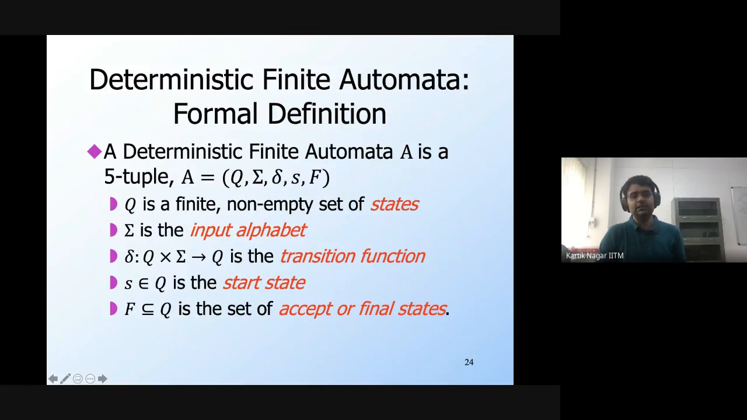So we'll see this in a lot more detail, but for the moment, let's just focus on the formal definition. This consists of 5 tuples. So this is a 5-tuple. This consists of 5 different components: Q, sigma, delta, S, and F.